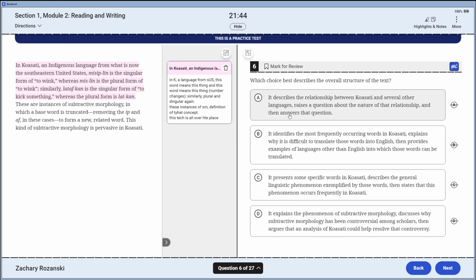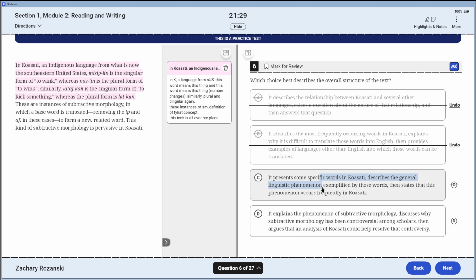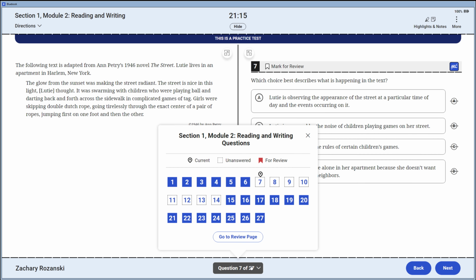Describes the relationship between and several other languages. I don't have that. It identifies the most frequently occurring words. I don't remember it saying the frequency of that, and it certainly doesn't speak about why it's difficult to translate. It presents some specific words in Kazakh. It definitely does that. Describes the general linguistic phenomena. It does do that, and then states that this phenomenon is frequently occurring. I like the way that 6C looks, but I'll keep looking. It explains the phenomenon of maybe. I think it's a little bit out of order. Discusses why it's been controversial. No, I've got nothing about controversy. This is the right answer. Have I been checking every single one?